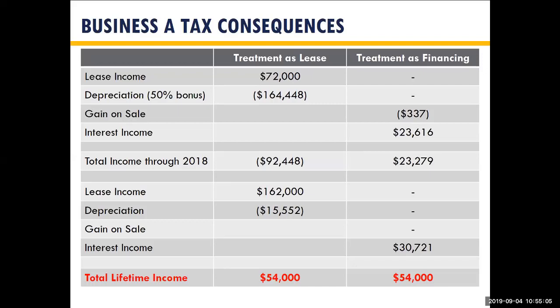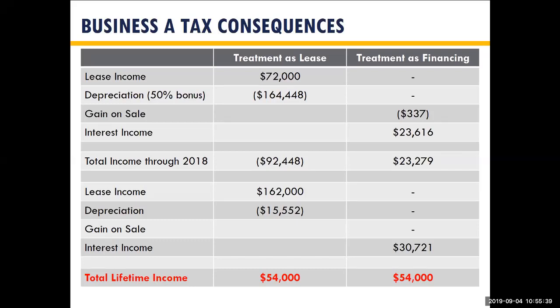And the question becomes, okay, what does this actually do on a timing perspective? And so we'll actually start here at the bottom, and you'll see that the total lifetime income, regardless of whether this is classified as a lease or a financing, is the same. What is going to differ is when that income and expense is actually recognized on the tax return. So if we treat this as a lease, our lessor will have lease income for 3 years. This is the top part of this chart, through the end of 2018.